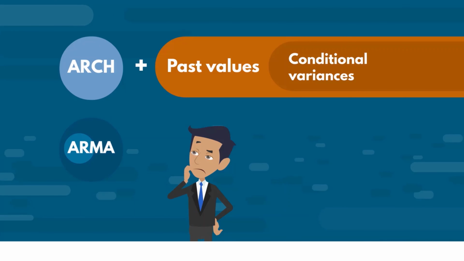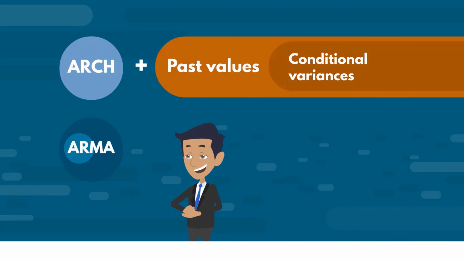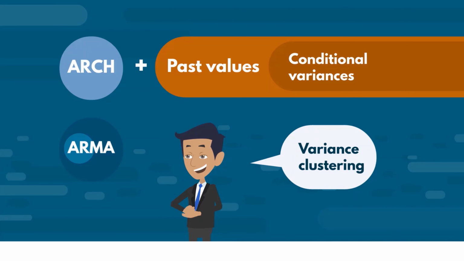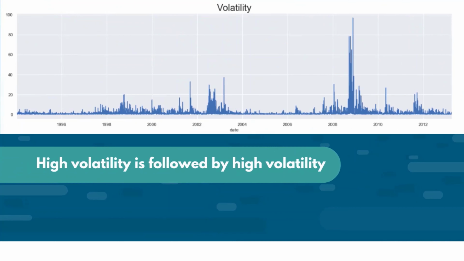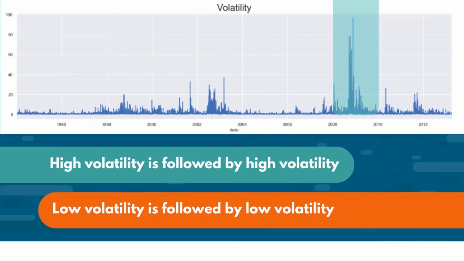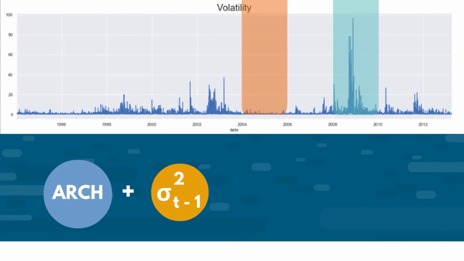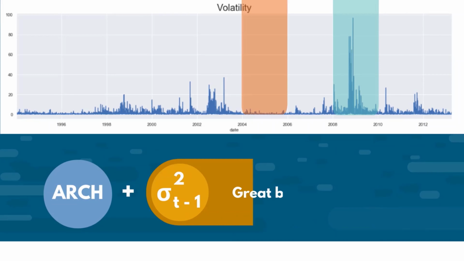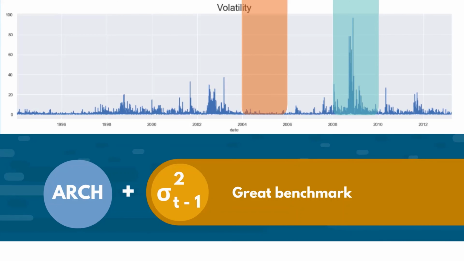On one hand, this sounds slightly confusing, but on the other, it makes total sense due to the nature of variance clustering. Since periods of high volatility are followed by periods of high volatility, and periods of low volatility are followed by such with low volatility, adding past conditional variances should serve as a great benchmark for estimations.